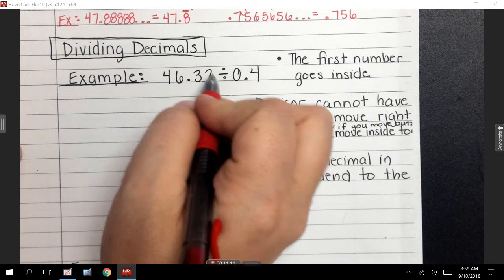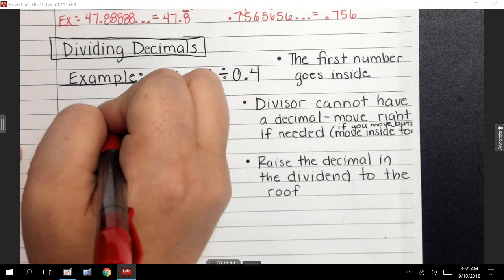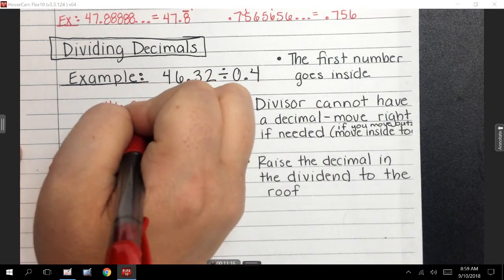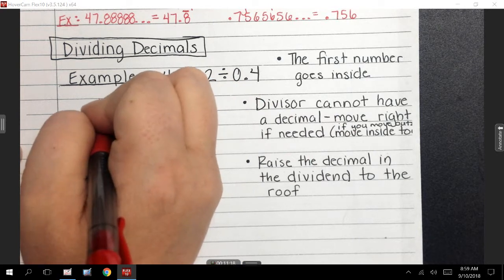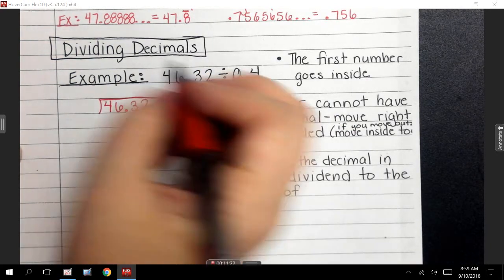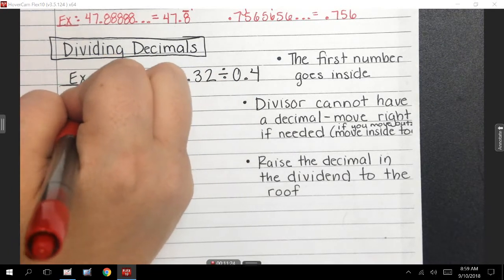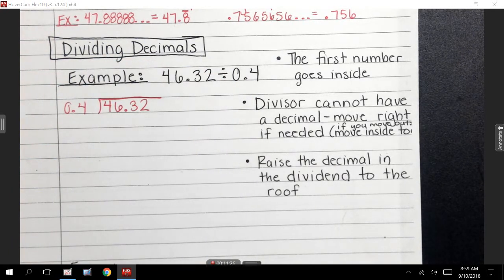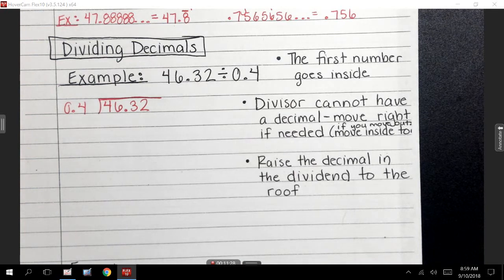All right, so my number that comes first, 46.32, is what's going to go on the inside of that division bar. And then my 0.4 is what's going on the outside. All right, so let's make sure we're setting those up correctly. All right, so we got it set up.